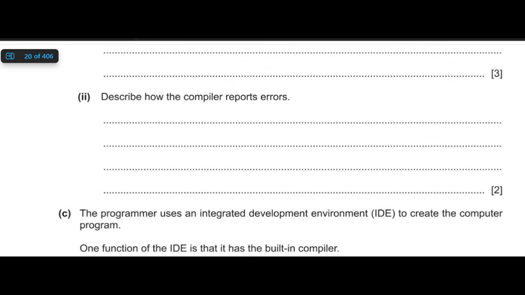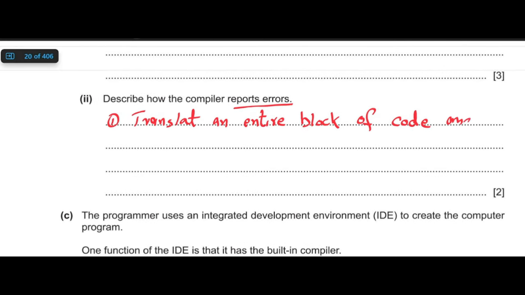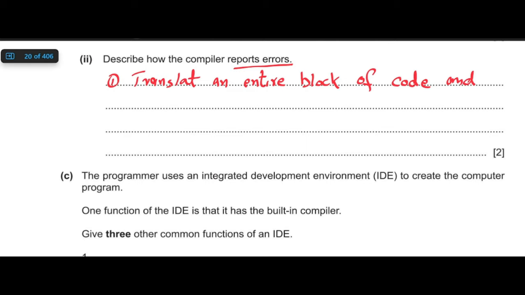Question number two, describe how the compiler reports the error. The compiler first translates the entire block of code and displays all the errors in the code. The user has to fix the errors before creating the executable file.